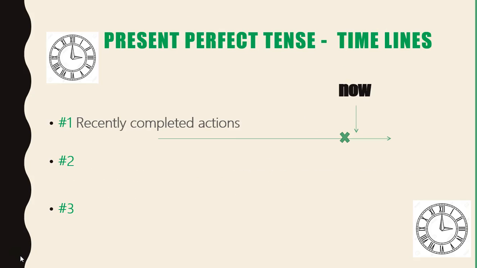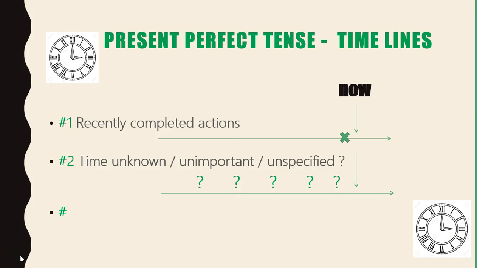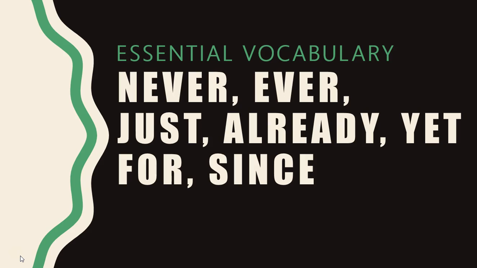Okay, so let's have a look at the timeline. So recently completed action, so we have now, so something that's just finished a short time ago. Time unknown, unimportant, unspecified. So again, we've really no idea when this event occurred in the past. And an ongoing action, something that started in the past, is continuing to the present and will continue for the future for some time. Here are the 7 pieces of very useful vocabulary which we'll be looking at. Never, ever, just, already, yet, for, and since.